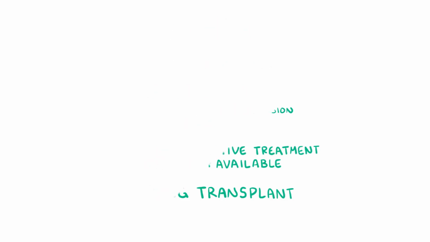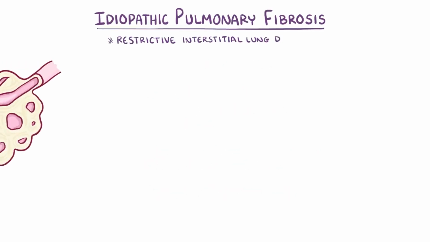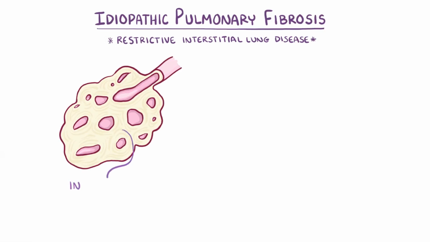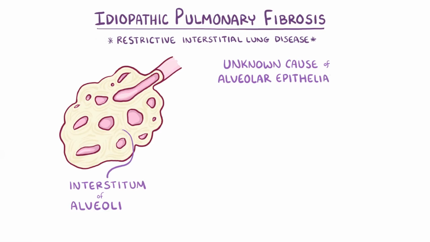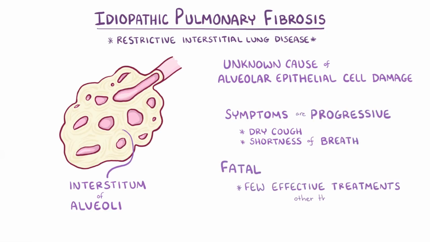Alright, as a quick recap. Idiopathic pulmonary fibrosis is a restrictive interstitial lung disease from increased scarring in the interstitium of the alveoli from an unknown cause of alveolar epithelial cell damage. Symptoms, particularly dry cough and shortness of breath, are progressive, and the condition is fatal with few effective treatment options other than a lung transplant.